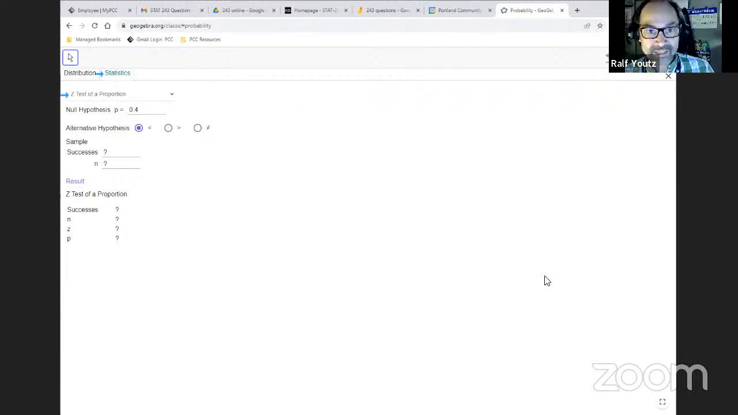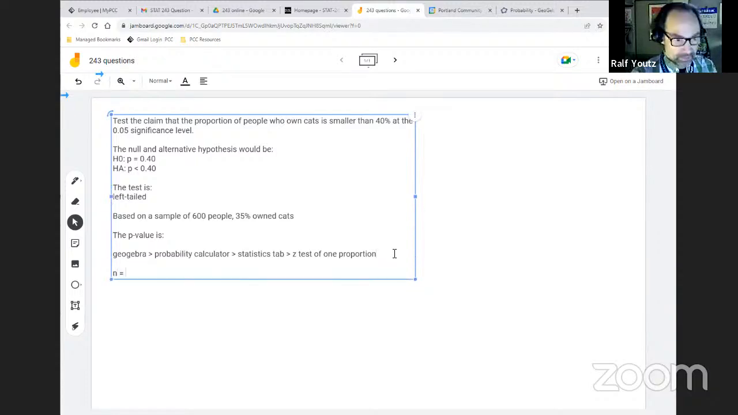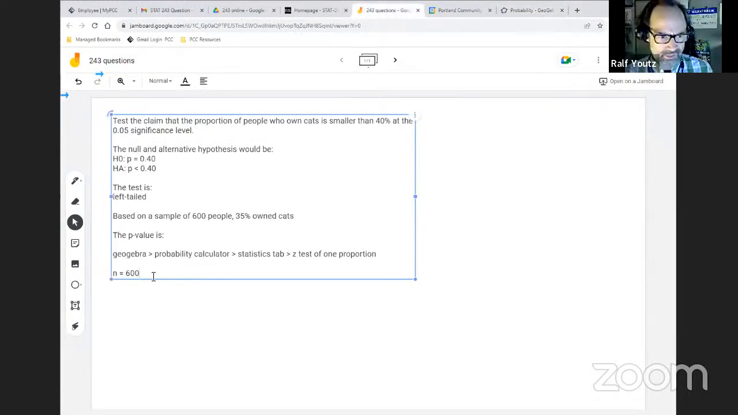Successes and n. Let's go back into our notes. We have a sample of 600 people, so that's going to be our n equals 600. No problem, that's sample size. And I'll just type that in right here. And then successes, remember, that's got to be the number of successes, not the proportion or percentage of them. So let's check back in our notes.